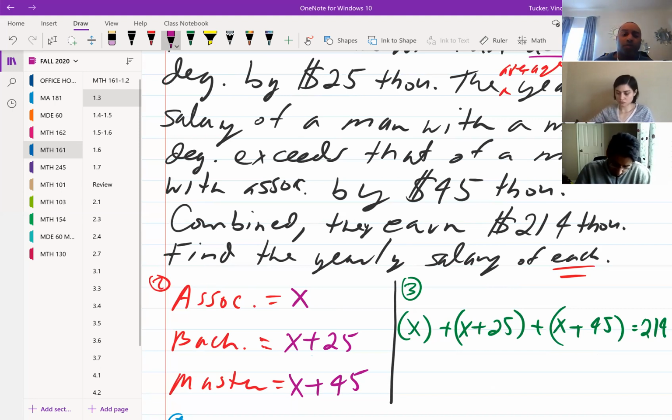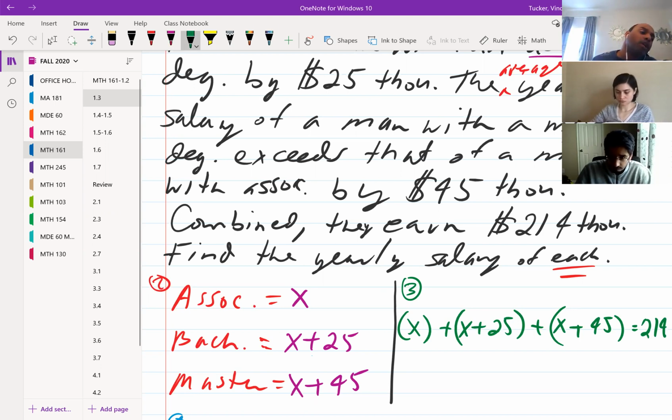All right, so that's step 2. You establish your unknowns and then write an algebraic representation for each unknown. Questions about that? X plus 25, X plus 45.